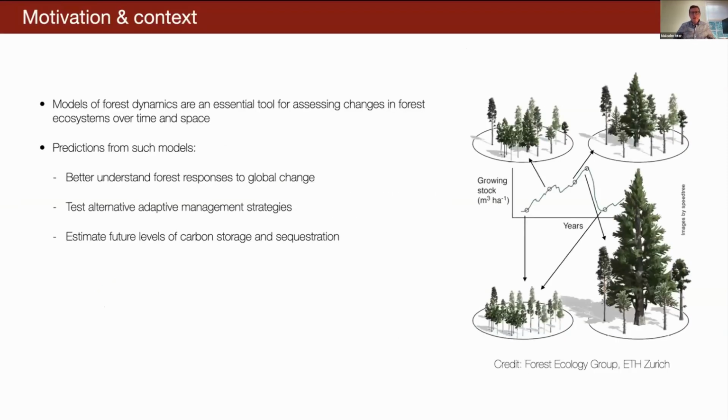Okay, so just a little bit of background. Models of forest dynamics are really an essential tool for assessing changes in forest ecosystems over time and space. We can use predictions from these types of models to help us better understand forest responses to global change, as well as to test alternative adaptive management strategies. And particularly important in the current climate, thinking about forests as a climate mitigation resource, is to estimate future levels of carbon storage and sequestration.